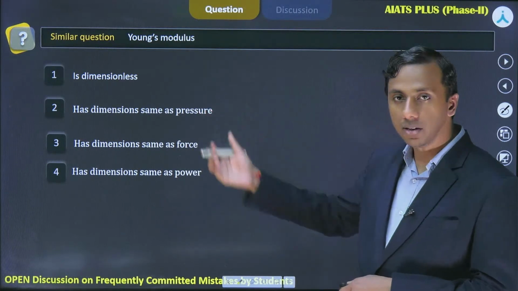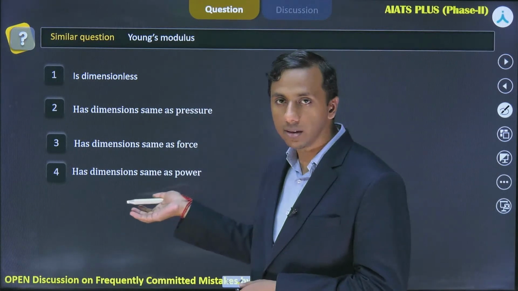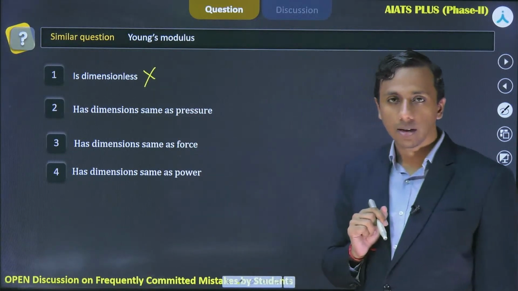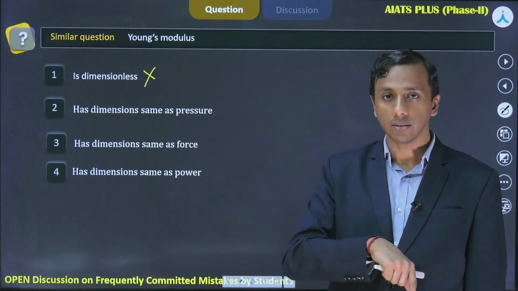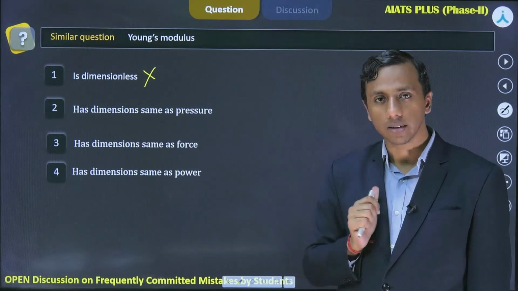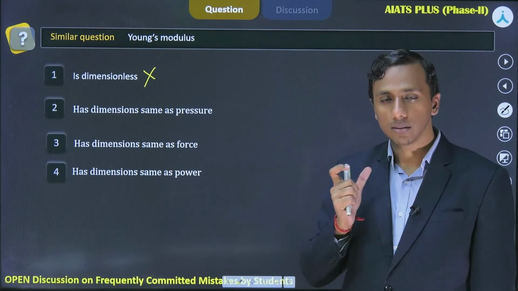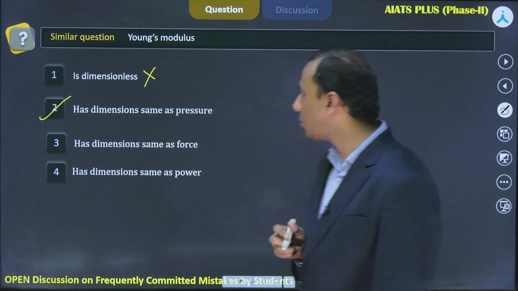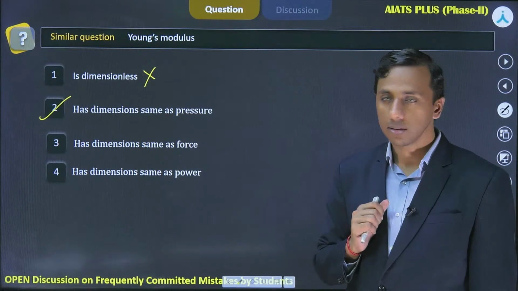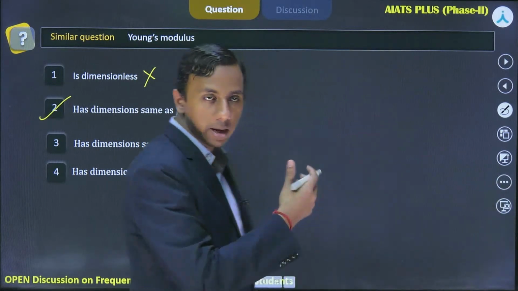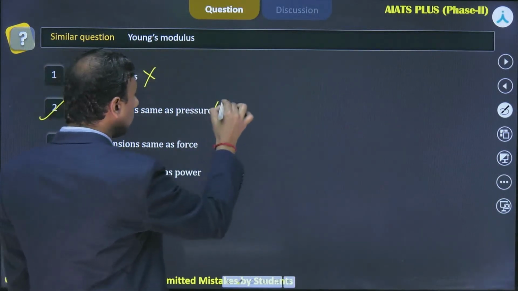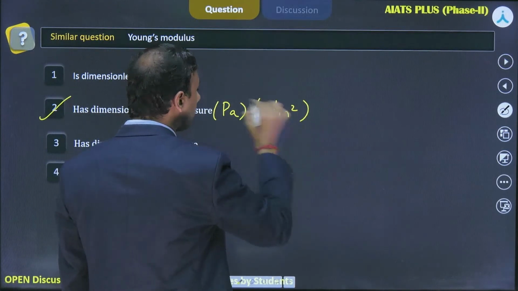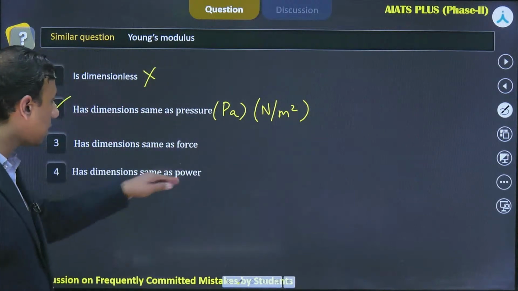So let's see this question. What will be the answer? Young's modulus, obviously it won't be dimensionless, and Young's modulus, just like breaking stress, has the same unit as stress, which is Pascal. So the correct answer will be, has dimensions same as pressure, which is Pascal. So that's why that one. So this one is Pascal, or we can say Newton per meter square. So these are wrong, right?